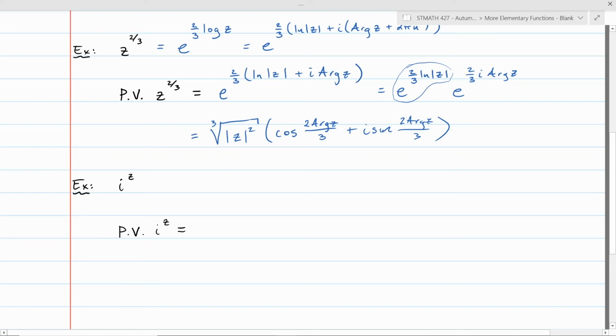If you want, you could think about this exponential function with a base other than i.